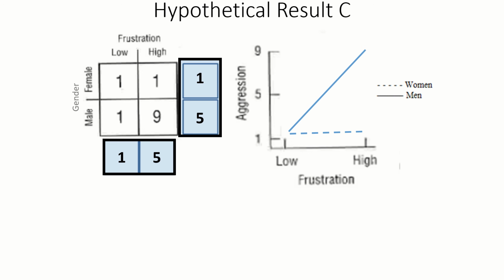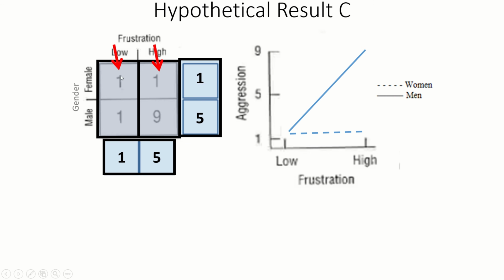Right? But here, like hypothetical result B, the lines are not parallel at all, which suggests that there should be an interaction. So we'll see if the gender difference that we're finding overall replicates under low and high frustration. And then the difference between the low and high frustration conditions here, we'll see if that replicates for both women and men.